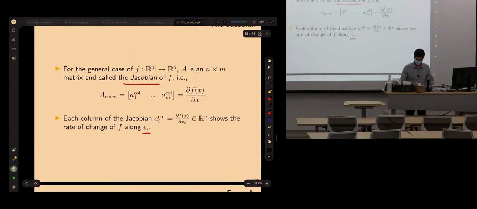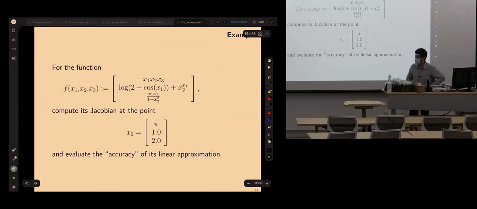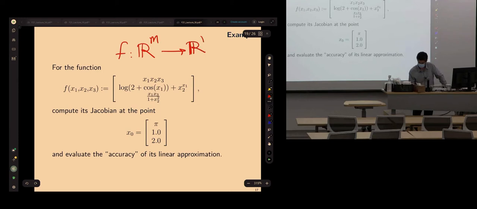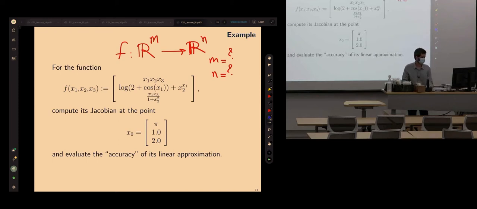Okay, let's look into an example. I'll give you a very complicated function. It is no fun to calculate the derivative by hand. Now, a question for you is, what are the values of m and n? What's the dimension of the domain? What's the dimension of the range of the function? Anybody in chat, in Zoom, in class?